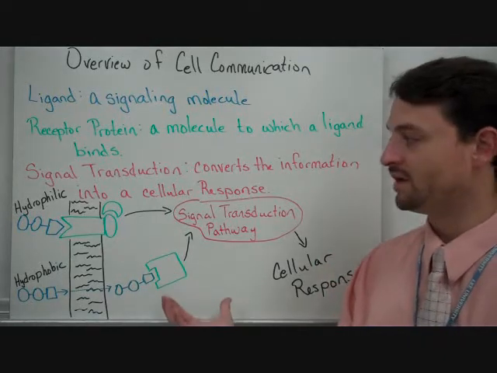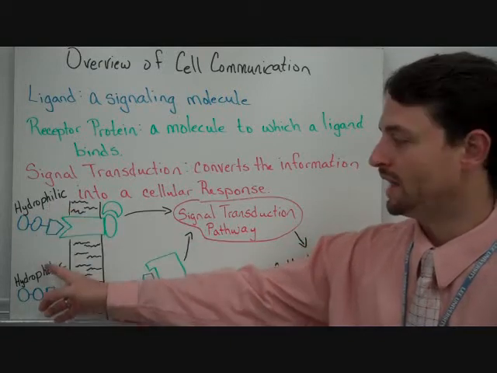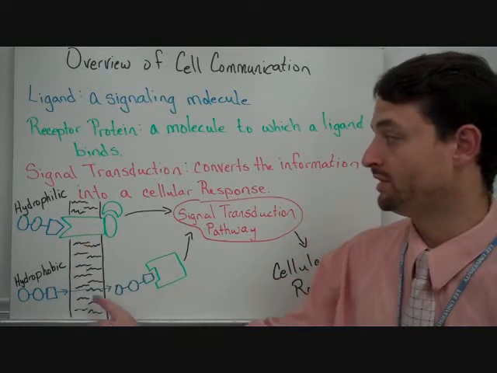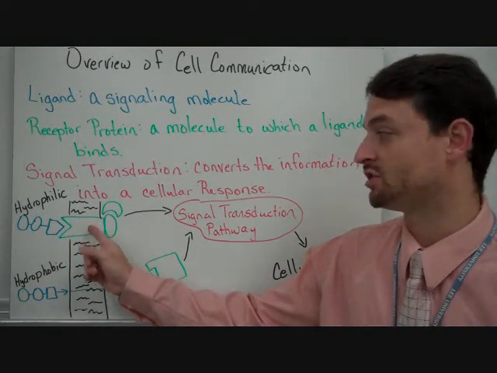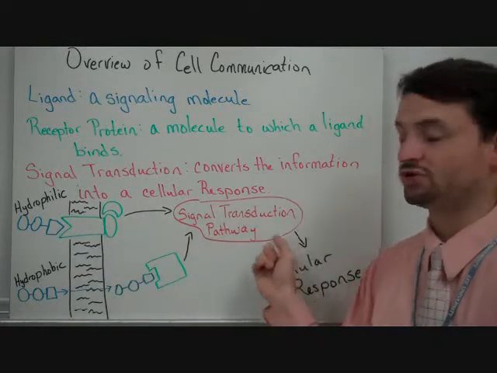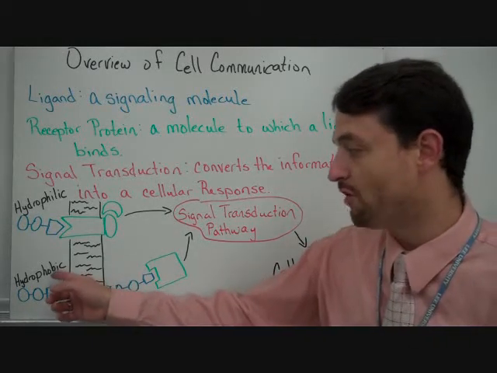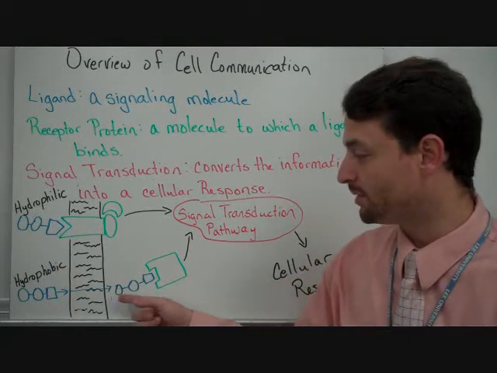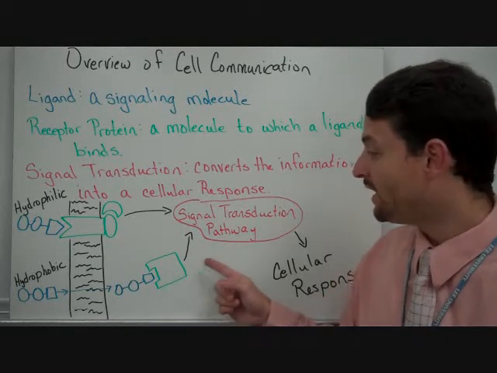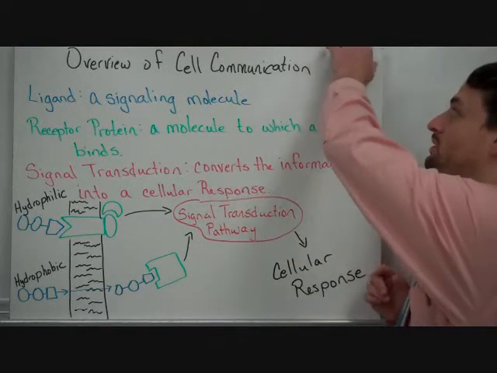And we've got a little bit of a drawing, an overview of that. You can have both hydrophilic and hydrophobic ligands. The hydrophilic ones can't get through the cell membrane, so they have a receptor protein on the surface of the cell membrane. And then once those bind, that causes a signal transduction pathway that eventually leads to the cellular response. Hydrophobic ligands can cross the cell membranes. Those bind to a receptor protein inside of the cell, and then that causes the signal transduction pathway, which causes the cellular response.